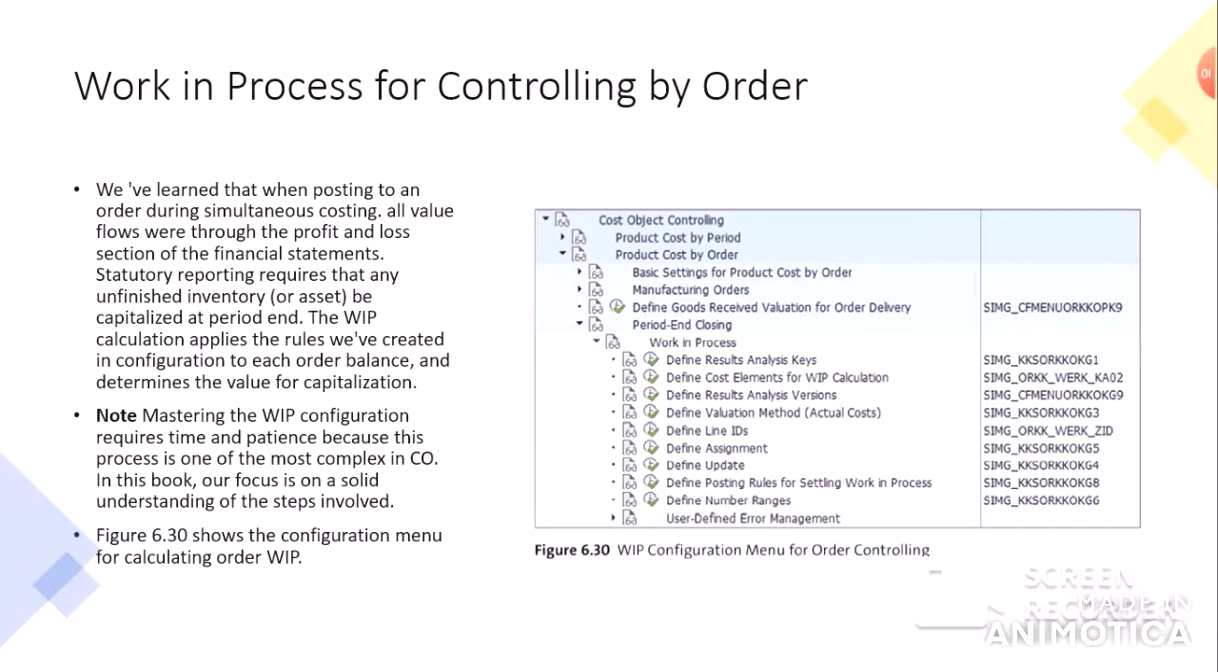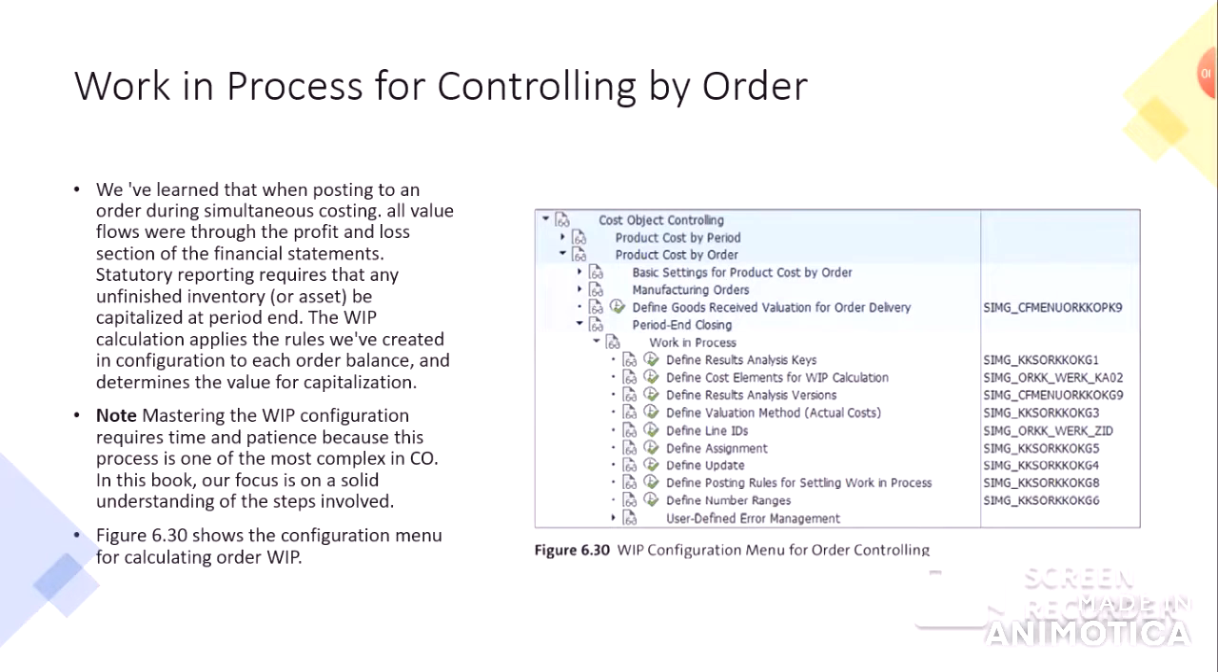Work in process for controlling by order. We have learned that when posting to an order during simultaneous costing, all value flows through the profit and loss section of the financial statements. Statutory reporting requires that any unfinished inventory or asset be capitalized at period end. The work in process calculation applies the rules we have created in configuration to each order balance and determines the value for capitalization.